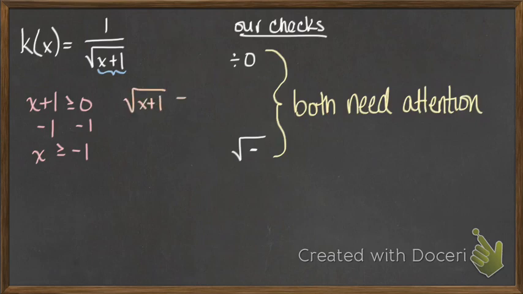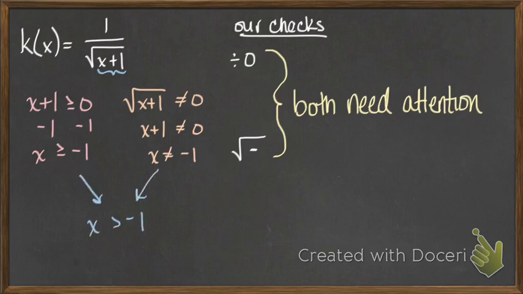Now, the second idea is that the square root of x plus 1 can't equal 0 because it's the denominator of the fraction. Well, if I square both sides, I'm at x plus 1 is not equal to 0. Subtract 1, x is not equal to negative 1. Taking those two things into consideration, I arrive at x is greater than negative 1. Now, having acknowledged that, I can write my domain. My domain is negative 1 to infinity, exclusive of that negative 1 value.